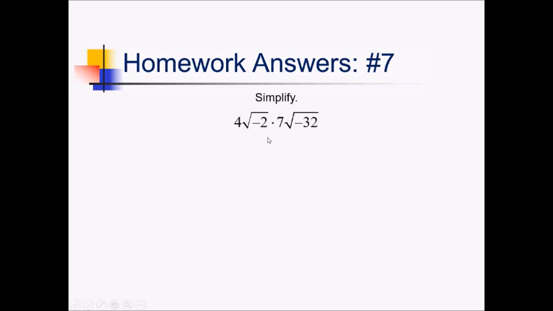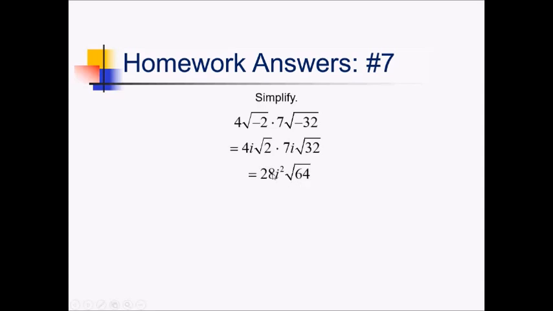For this problem, we have to take the i's out of these radicals before we multiply anything together. So I'm going to rewrite this as 4i radical 2 times 7i radical 32. Now that we have positive radicands, positives inside the radical, we can multiply things together. On the outside, I've got 28i squared, and on the inside, 2 times 32 gives me 64, so then we have the square root of 64.